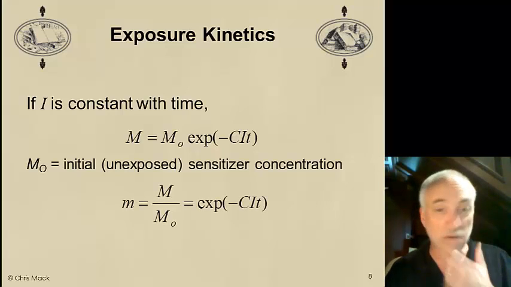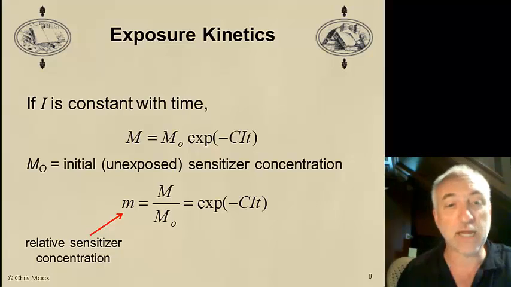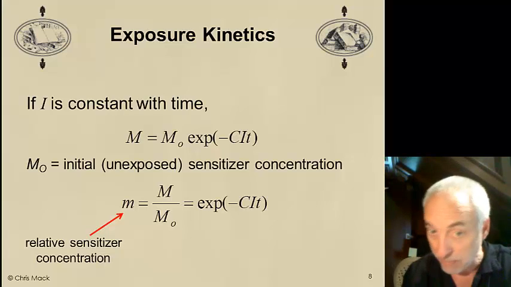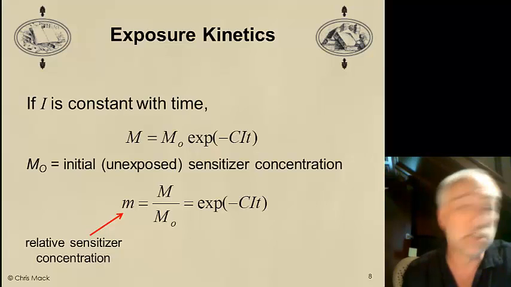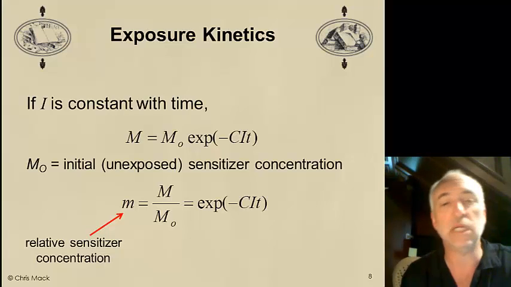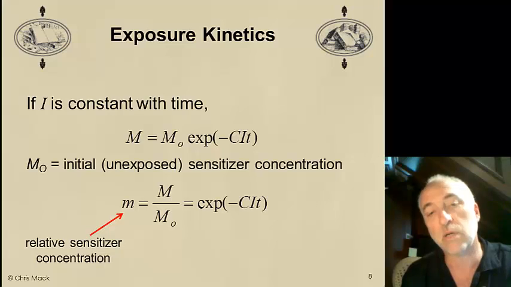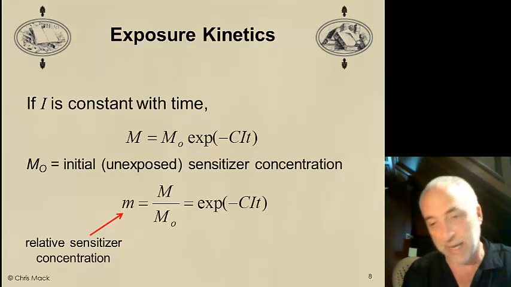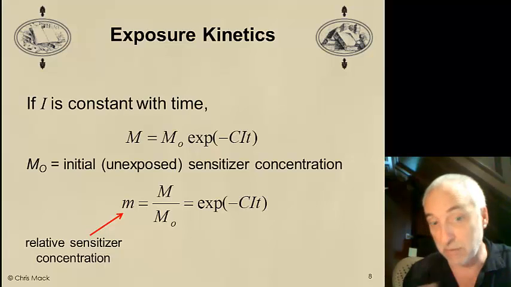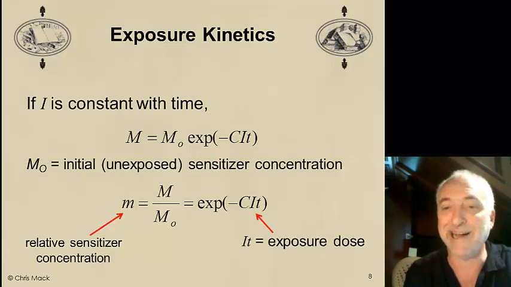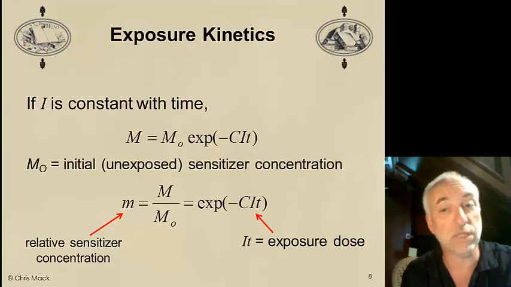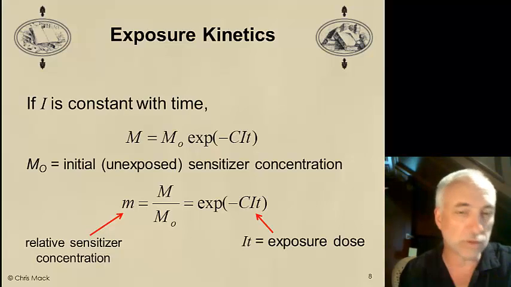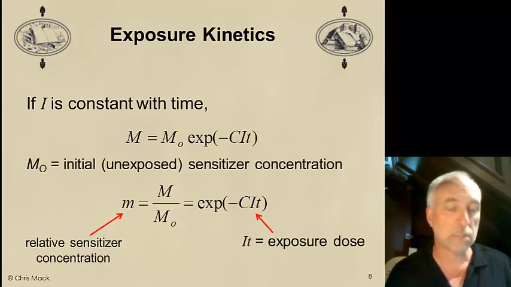We'll often rearrange that very slightly and define a relative sensitizer concentration, little m. Little m will go between 0 and 1. So 1 for a completely unexposed material, going down to 0 for a completely exposed material. And the thing that determines the amount of chemical change is I times T, called the exposure dose or the exposure energy. We use those two terms interchangeably.